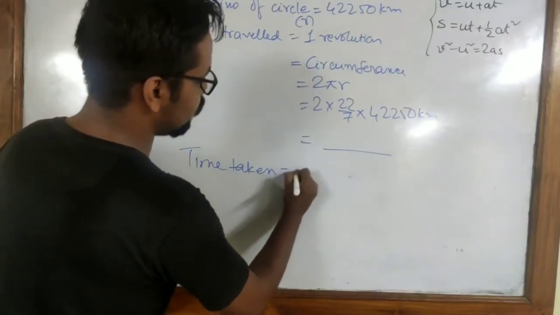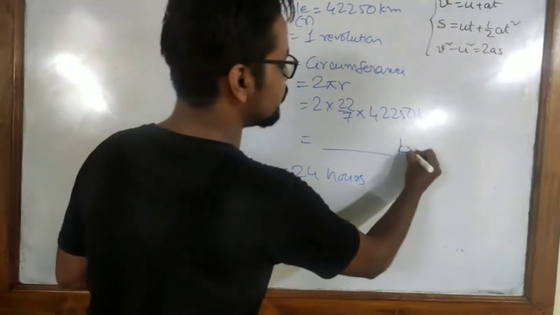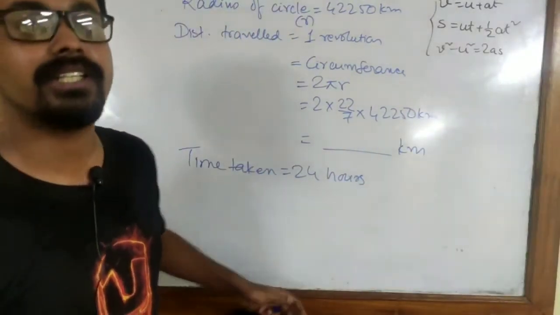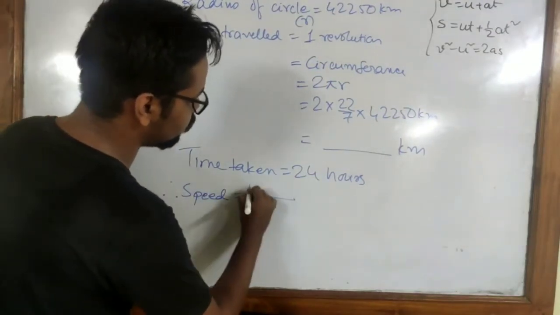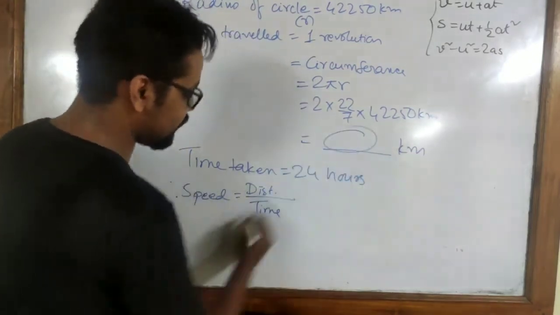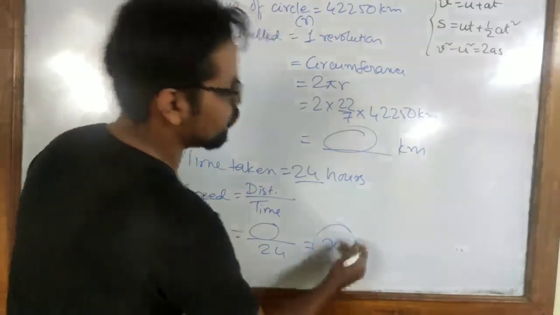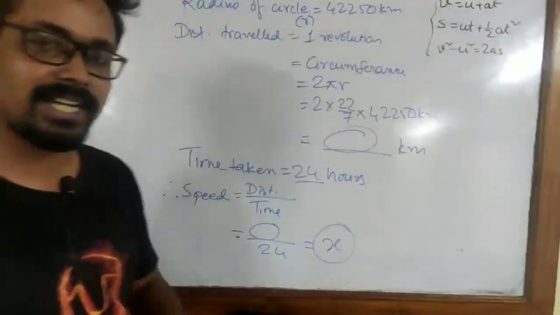And the time taken is equal to 24 hours. So here we have the distance in kilometers, here we have the time in hours. What we need to find? Calculate the speed. So speed equals, we all know, distance by time. So you will find the distance here, put the distance, time is 24, you will get an answer, whatever the answer is. So try this yourself, very easy sum, speed equal to distance by time formula.